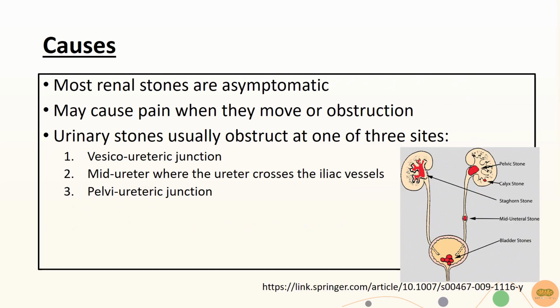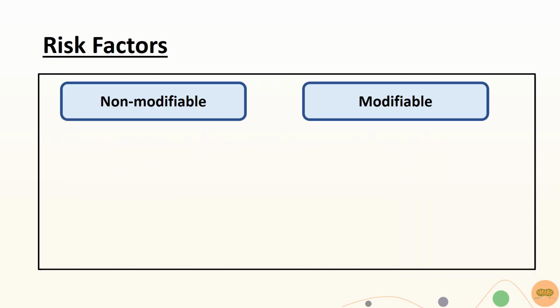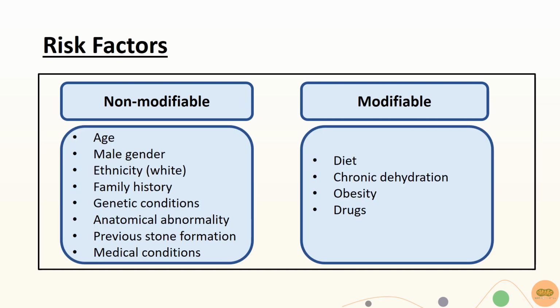Most renal stones do not cause symptoms. Pain may arise when the movements of the stones cause smooth muscle spasms, hyperperistalsis due to obstruction, edema, and mucosal irritation. Obstruction further induces diuresis, which further increases pressure in the kidneys. The three common sites of urinary stones are vesico-ureteric junction, mid-ureters, where the ureters cross the iliac vessels, and the pelvi-ureteric junction.